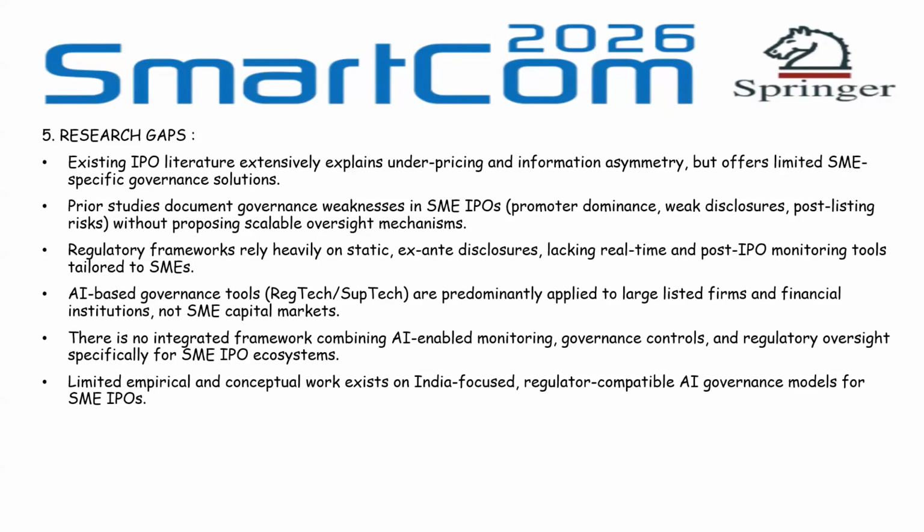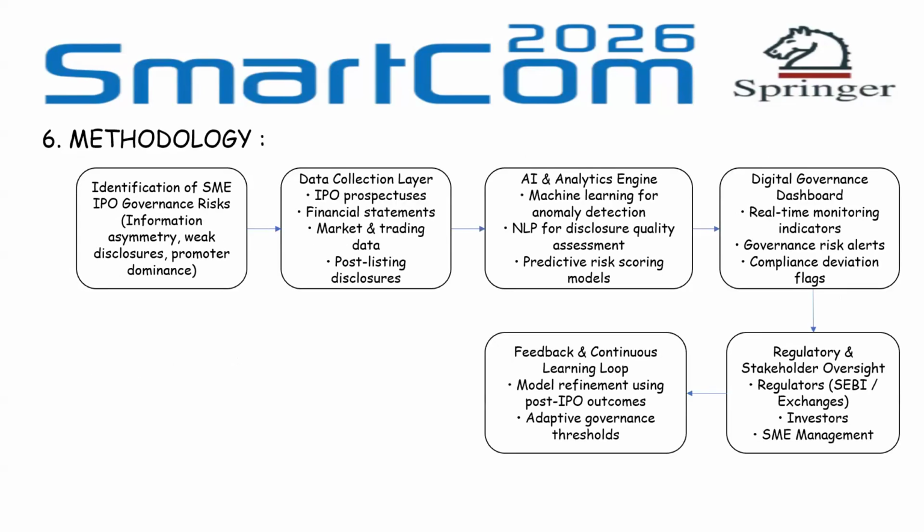And AI-based governance tools are predominantly applied to larger listed firms and financial institutions, not to SME capital markets. Now, the methodology that is currently in place is identification of SME IPO governance risk, the data collection there, the AI and analytics engine, which involves machine learning, NLP, and predictive risk scoring, digital governance dashboards, which include real-time monitoring indicators, governance risk and compliance deviation flags, regulatory oversight, and lastly, the feedback and continuous learning loop.